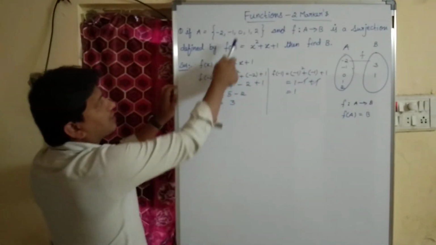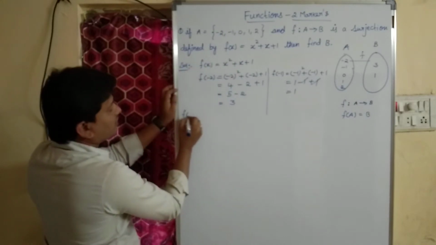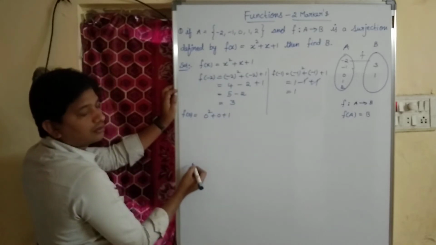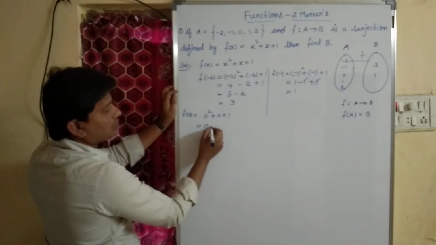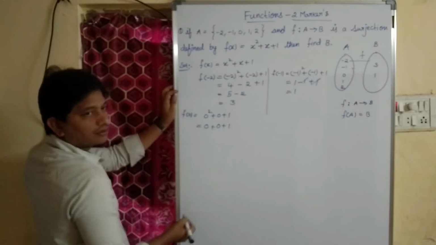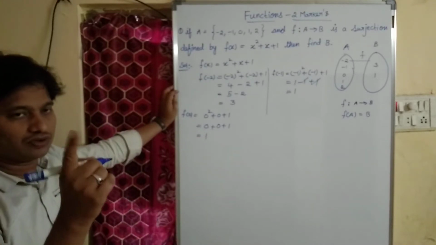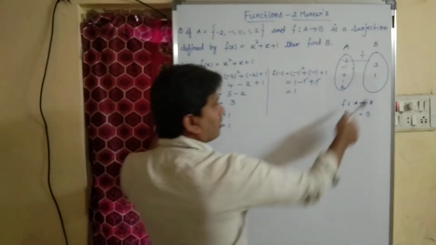Okay. Next value is f(0). So let us find f(0). 0 square plus 0 plus 1. As 0 square value is 0, plus 0, plus 1. If you add 0 to any number, you will get the same number, which is equal to 1. Right? So again we got the value 1 only.